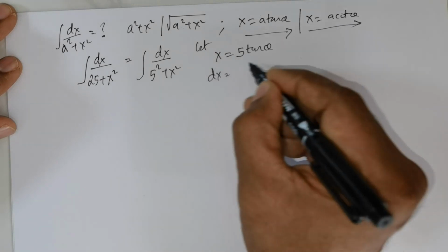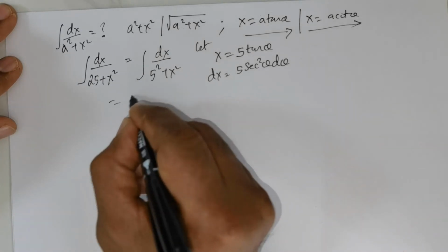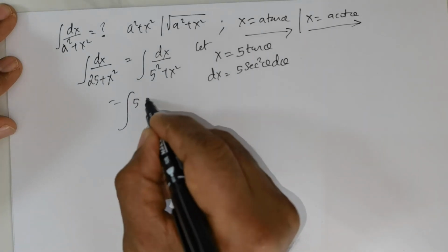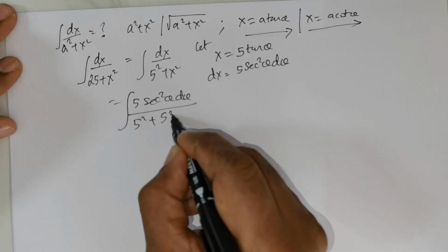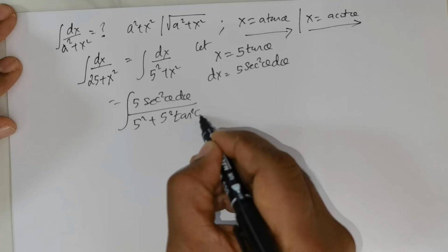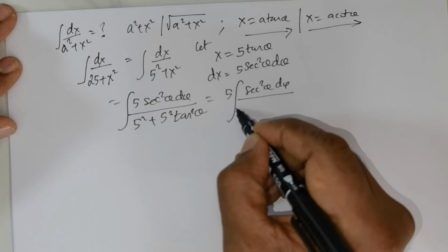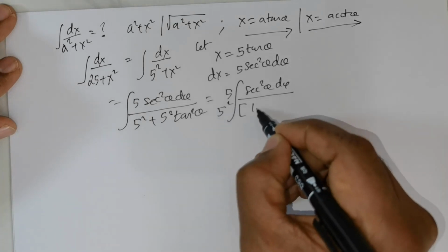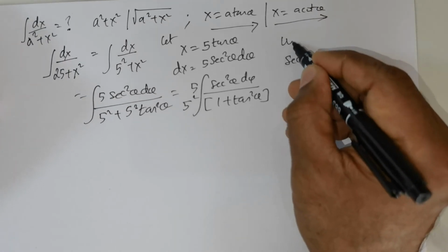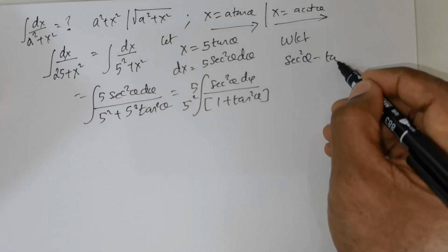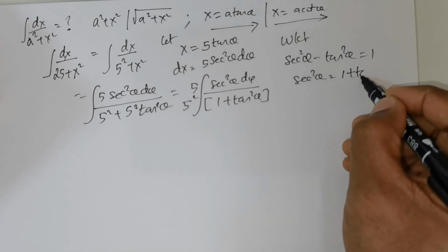Now if I were to differentiate x, I get dx. Differential of tan theta is secant squared theta times d theta. So in place of dx, you substitute 5 times secant squared theta d theta. In place of x, you substitute 5 tan theta. So that's going to be 5 tan squared theta. You can take 5 out, you get secant squared theta d theta divided by, you can take 5 squared out, you get 1 plus tan squared theta. Now we know a trigonometric identity, secant squared theta minus tan squared theta is equal to 1, and secant squared theta is equal to 1 plus tan squared theta.